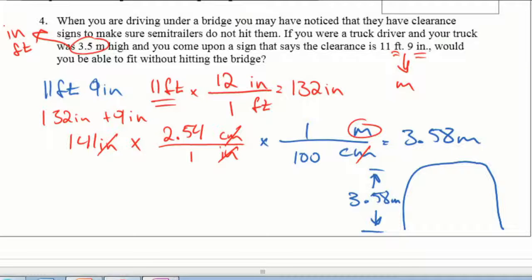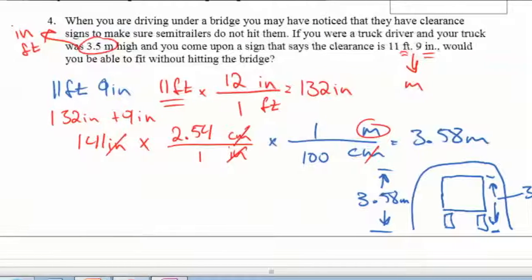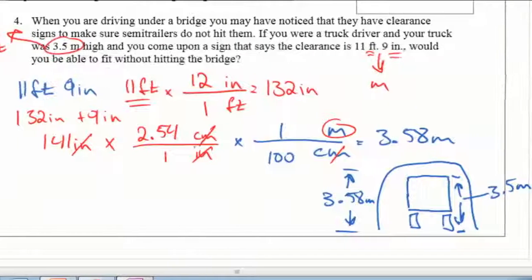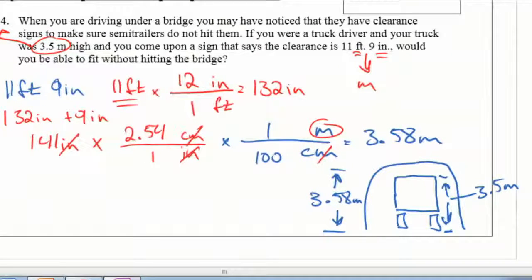Now I will try not to draw too many pictures in this class because my artistry skills are not good. But just to give you an idea, here's my truck, the back of it, and I know my truck is, from the top to the bottom, 3.5 meters high. So is it going to fit in there? It looks like it will. How many centimeters will I have to spare?